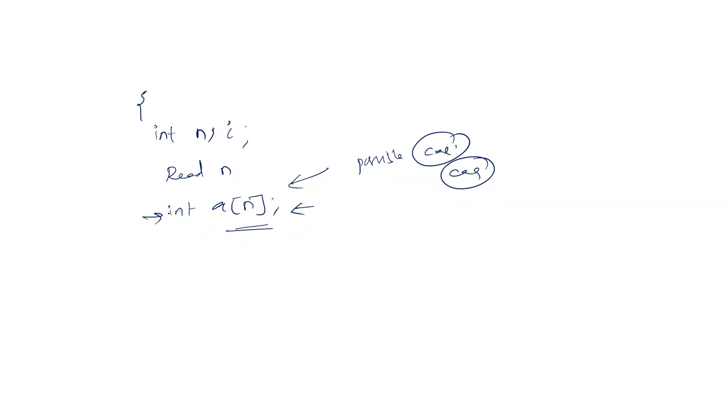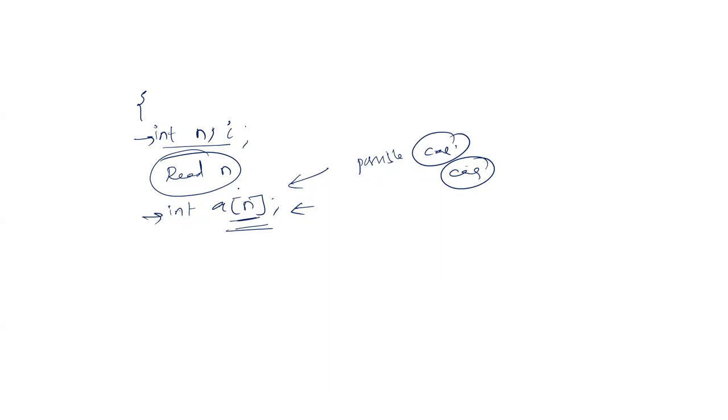We do it this way to save memory, and it is correct. Theoretically, an array should not increase or decrease in size, but nowadays in a program you can do that. So what it is doing is: declare int n, then read the n value by using a scanf, and declare int a of n.